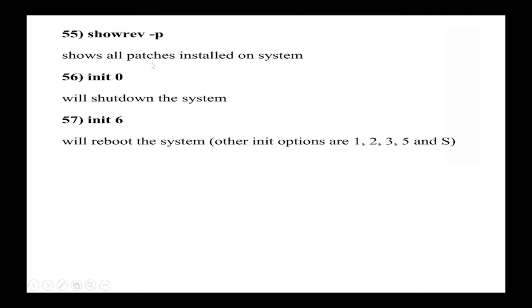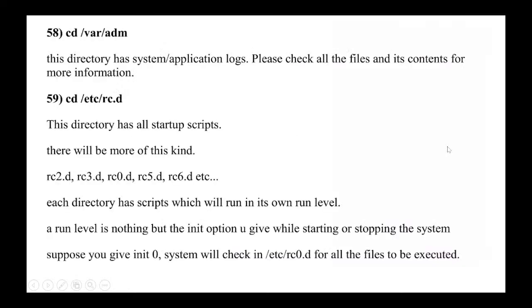showrev -p shows all patches installed on the system. init 0 will shut down the system. init 6 will reboot the system. Other init options are 1, 2, 3, 5 and S, capital S.